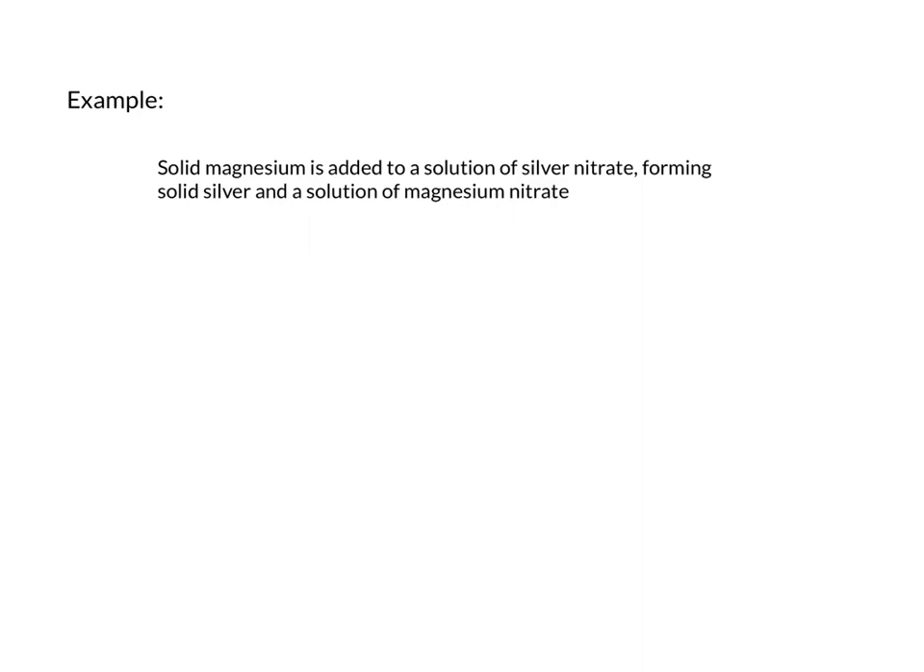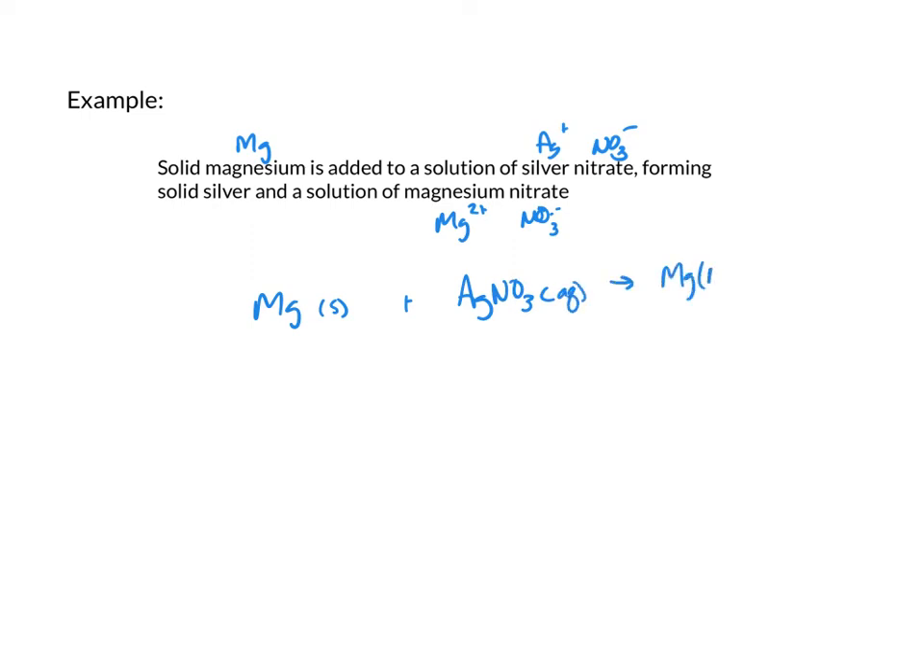All right, another example, doing the same thing. Solid magnesium is added to a solution of silver nitrate, forming solid silver in a solution of magnesium nitrate. So again, here we're looking at proper formulas. That's just magnesium metal. The silver is 1+. Nitrate is NO3-, and magnesium forms a 2+ ion. Nitrate stays as NO3-. And so I'm adding solid magnesium to a solution of silver nitrate, which is just AgNO3 because it's 1-, 1+. And I'm getting magnesium nitrate in solution.